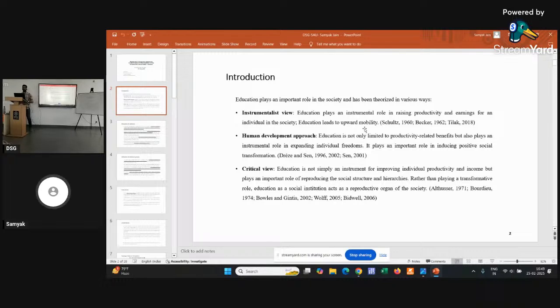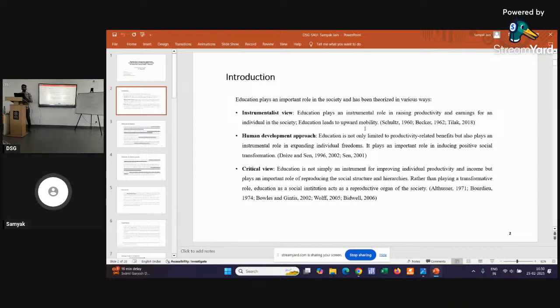The second view is that of the human development approach. It says that it is not just to make people more employable, but also to expand their freedoms. Freedom to do what? Whatever they want. Expand their freedoms, capabilities, maybe lots of potential that might be hidden there.